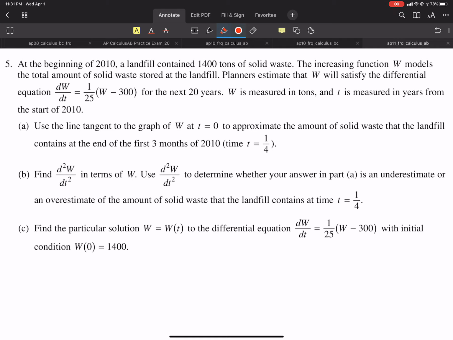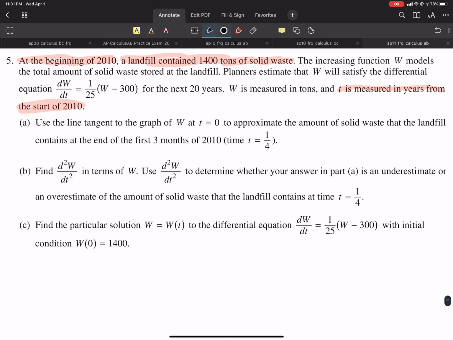So at the beginning of 2010, a landfill contained 14,000 tons of solid waste. So we're going to write that down, and that's going to be T equals 0, because T is measured in years from the start of 2010. So that first sentence says when T is 0, the amount of waste is 14,000 tons of waste.